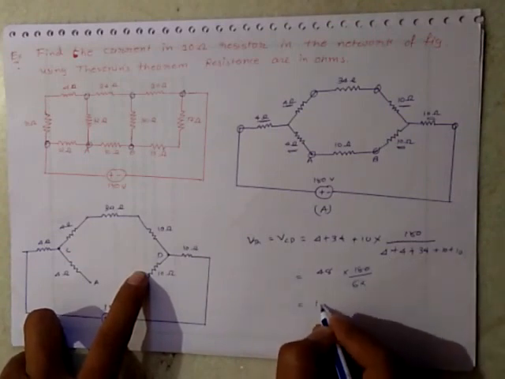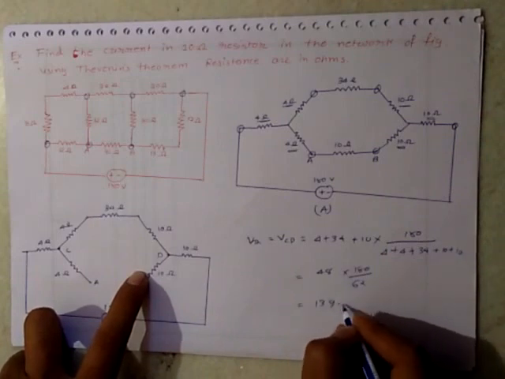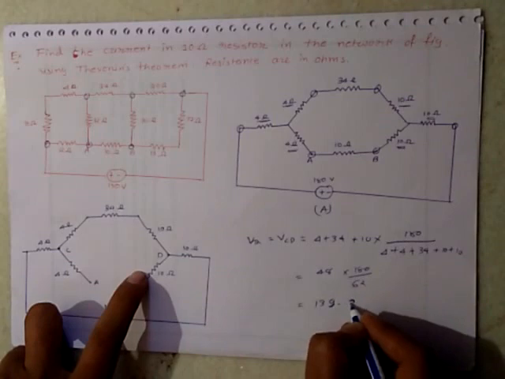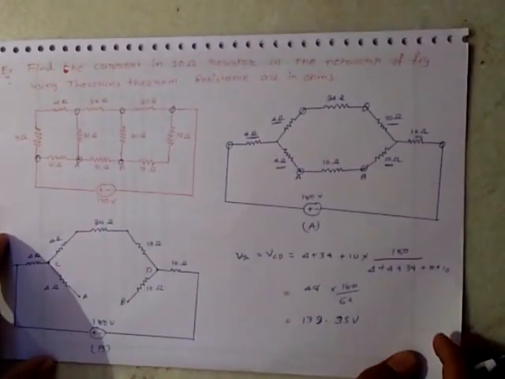Hence the equivalent Thevenin voltage will be equal to 139.35 volt. Hence this is the Thevenin voltage.